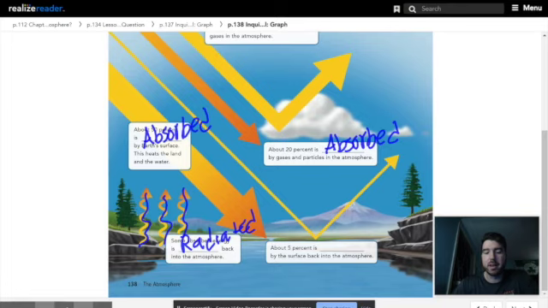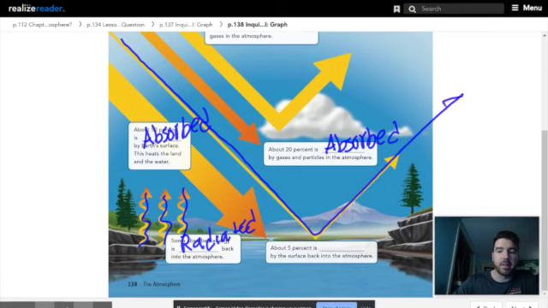And finally, about 5% is blank by the surface back into the atmosphere. So we have this big long arrow coming down and then shooting back up. Do we think that's being reflected, absorbed, or radiated? Take a second, figure out an answer. All right, so the arrow coming down and rebounding back up into the atmosphere should have led us to believe that the answer to this one is reflected. So if you answered that for that one, you are correct.